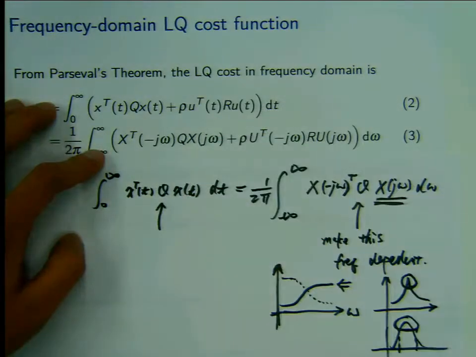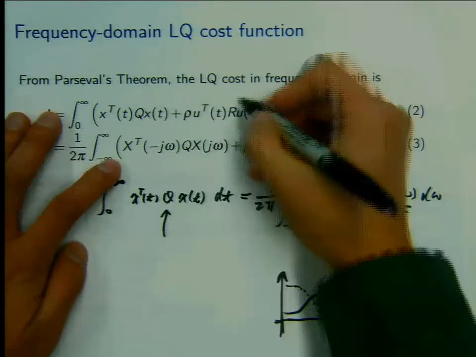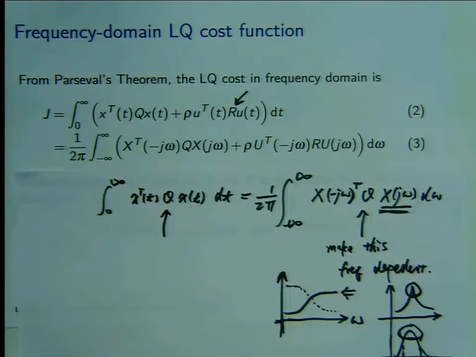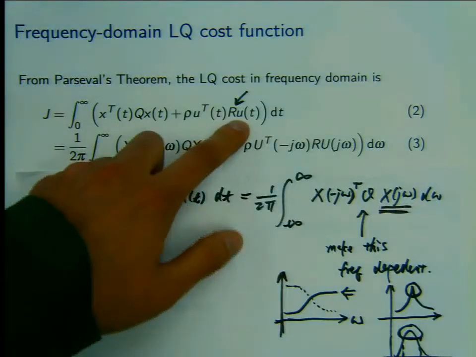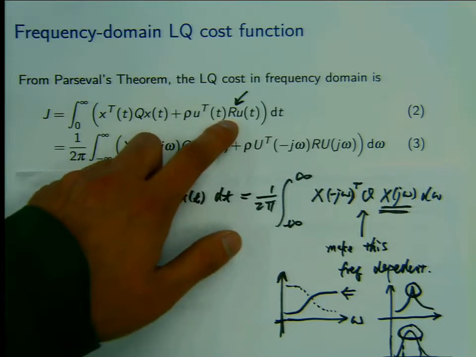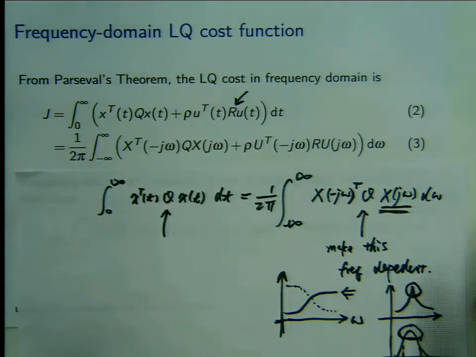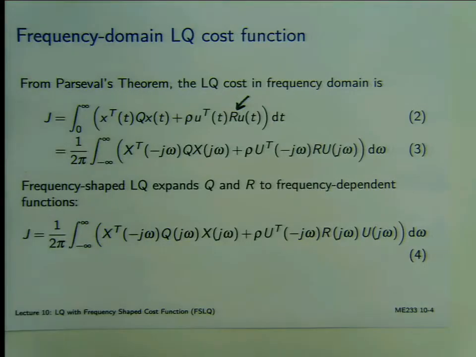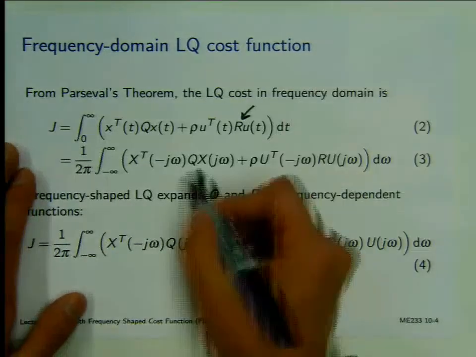So that's for the Q. Think about what will be the case for R. For example, if the system has a lot of high frequency measurement noise, what should R be selected? Take a moment to think about this. We'll visit this very soon. Okay? So now, you have seen the intuitions.